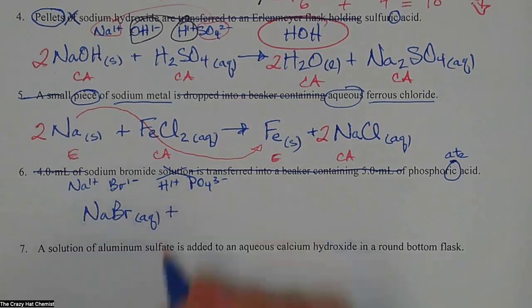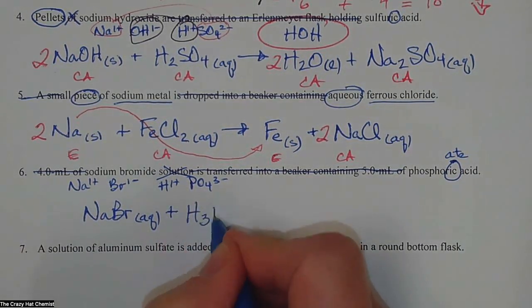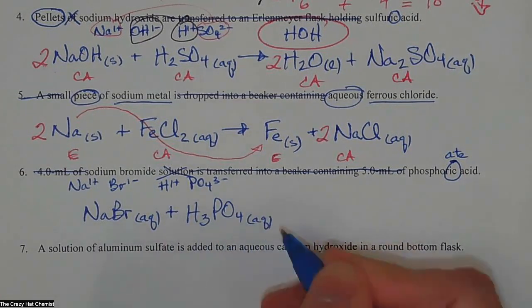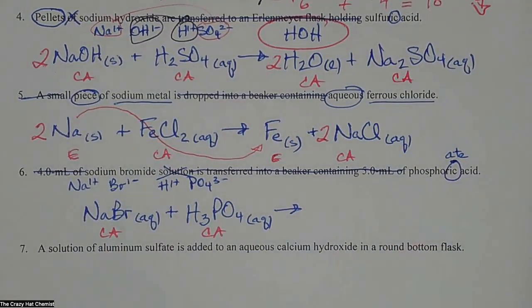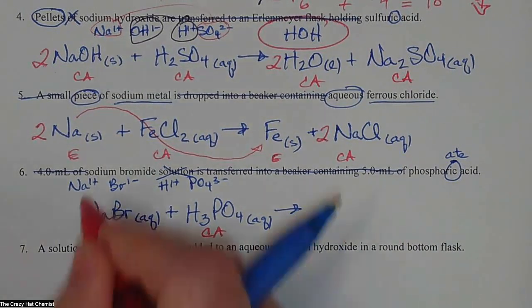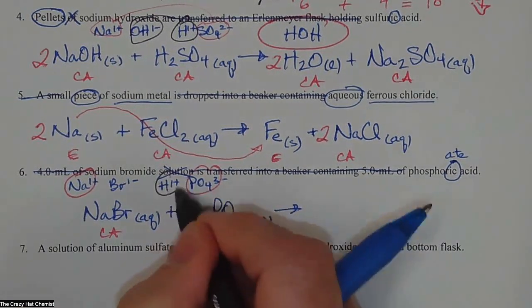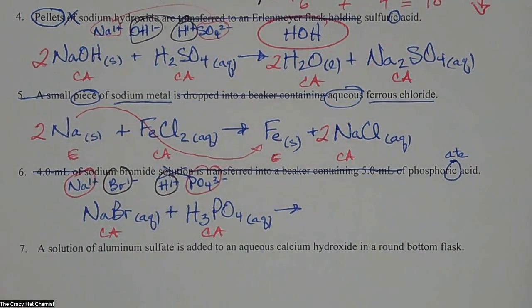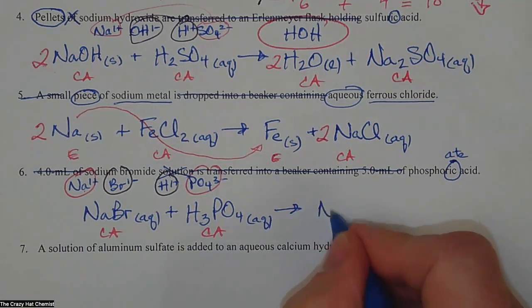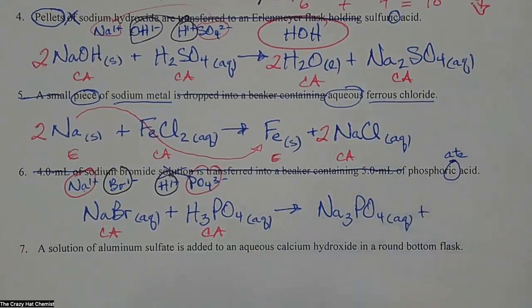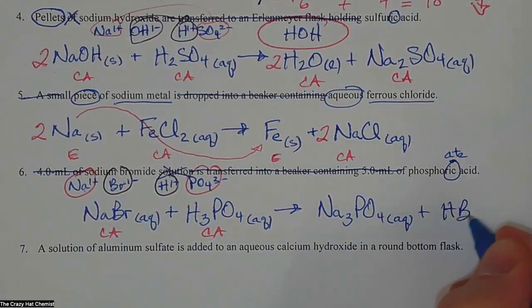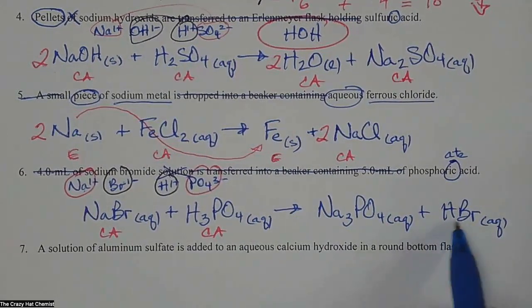Then plus H3PO4, and that's aqueous. Acids are aqueous. This is also a classic cation, anion, cation, anion. So this is also a double displacement reaction. Being that it's a double displacement reaction, the sodium is going to combine with the phosphate. The hydrogen is going to combine with the bromide. Okay. And I am going to get Na3PO4. Anything with sodium in it is aqueous. So there we go. And then it's going to be HBr, and that's also going to be aqueous. This right here, HBr aqueous, is hydrobromic acid. Hydrobromic acid. Okay.